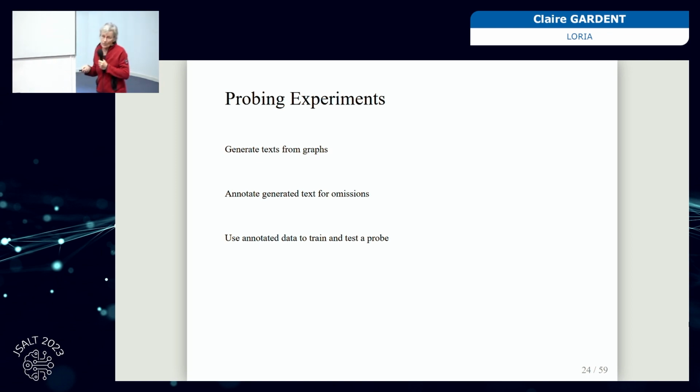So the first thing is we take a generation model, and we use it to generate text from graphs. So we create this big data set of graph text pairs. Then we annotate the generated text for omission. So we go through the data and we use either the automatic detection or manual annotation to annotate the graph text pair for omissions in the text. And finally, we can use this annotated data to train and test the probe. So the probe will tell us, can we distinguish those entities that are omitted from those that are mentioned just by looking at the embedding of the input graphs.